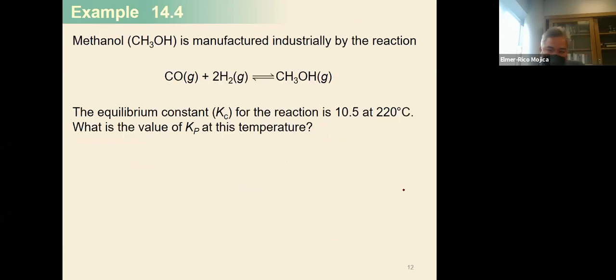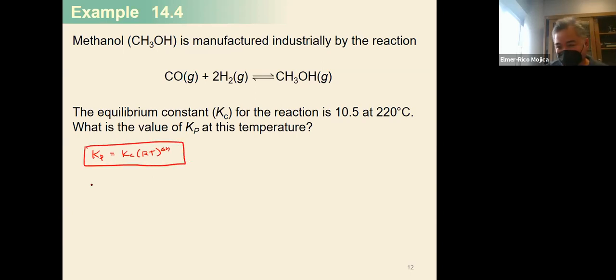Now the next one is just a straightforward thing, the Kp to Kc conversion. So Kp is equal to Kc times (RT) to the power of delta N. So you really need to know this formula. You don't have the value of Kp, that's the one being asked, but you have the Kc here. And how are you going to do this one?